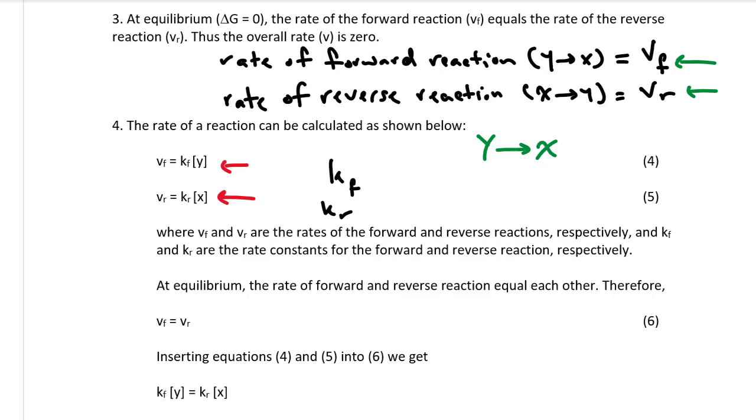These equations were something you probably saw in General Chem, and this is for a first order reaction, meaning that the reaction is only dependent on the concentration of one reactant. For example, the forward reaction, Vf equals Kf times Y, is dependent only on the concentration of the reactant, whereas Vr equals Kr times the concentration of X is only dependent on the concentration of X.